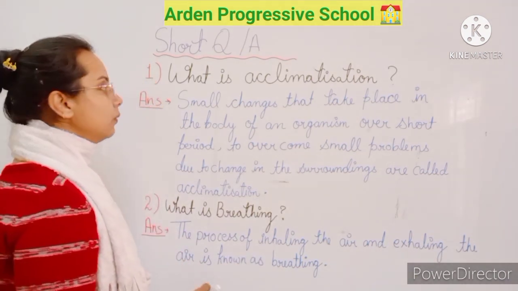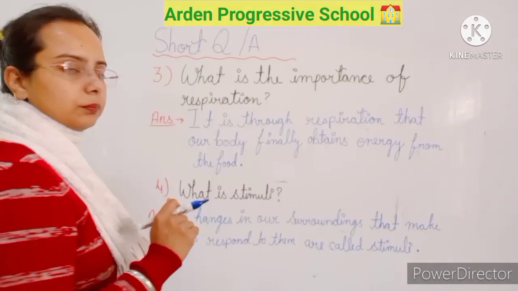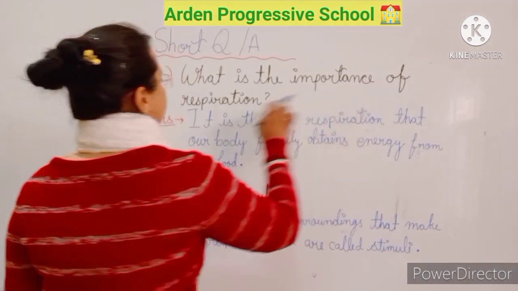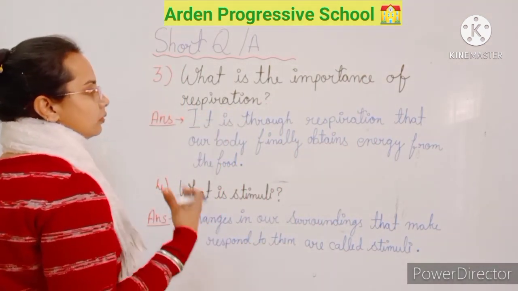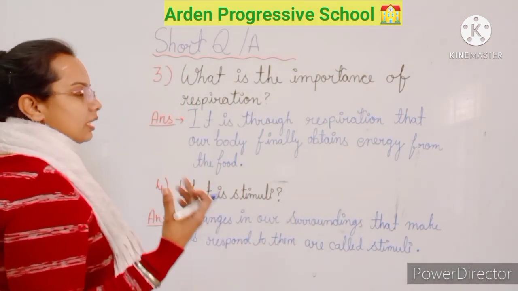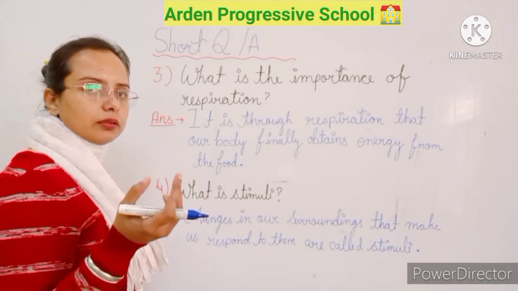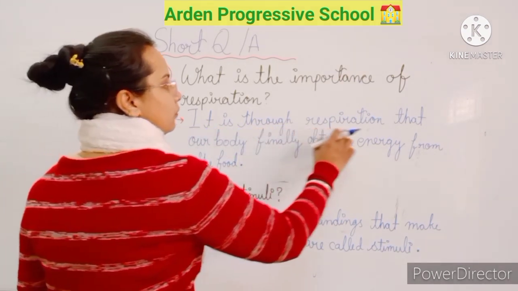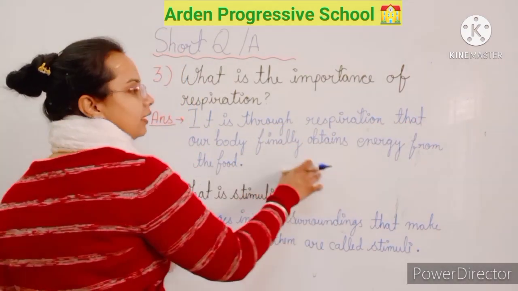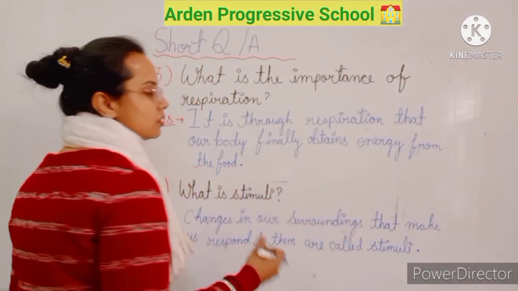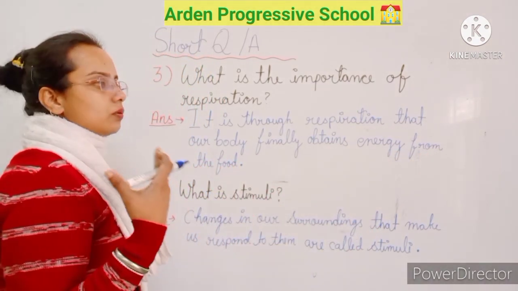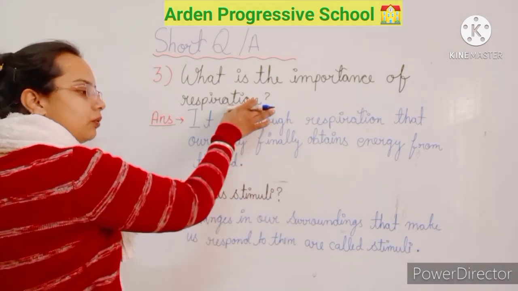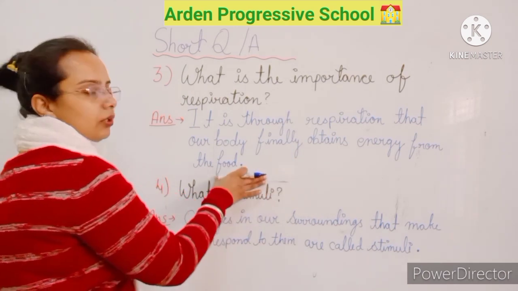Okay, now the next question is question number 3. What is the importance of respiration? You know that respiration is a chemical process. So the answer is, it is through respiration that our body finally obtains energy. For doing any work, to perform anything, we need energy. So it is respiration only through which we get energy from the foods.